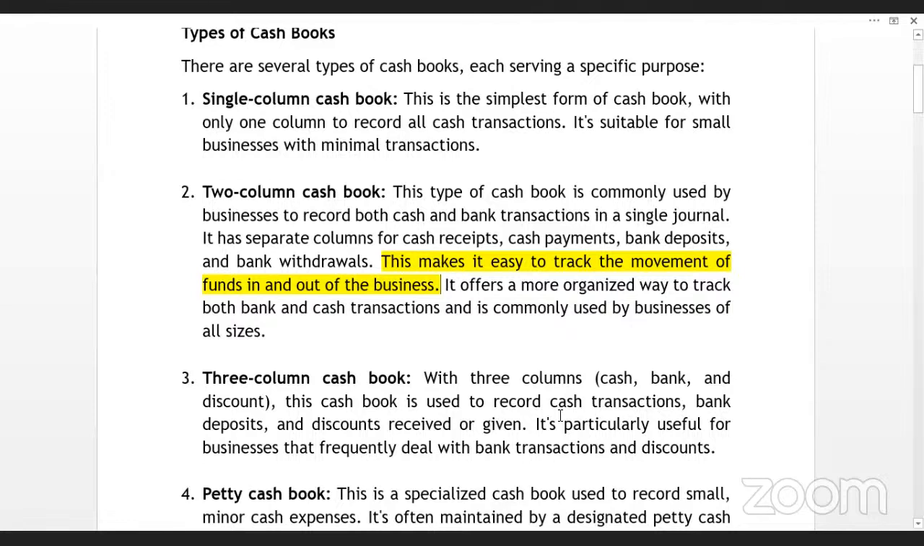Then petty cash. What is a petty cash book? We also have a petty cash book. Members, what's a petty cash book?